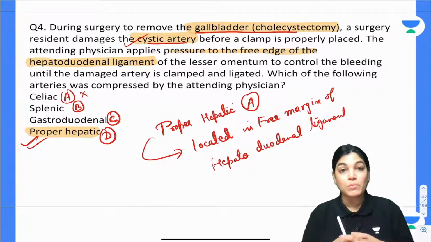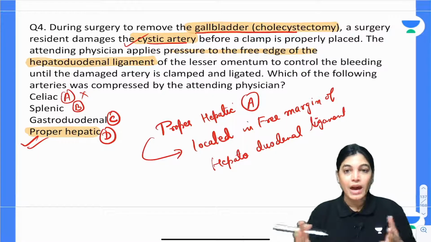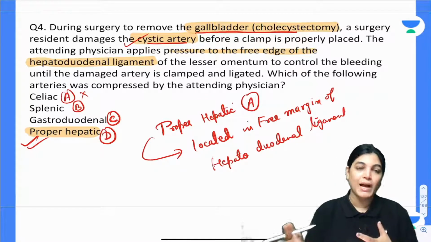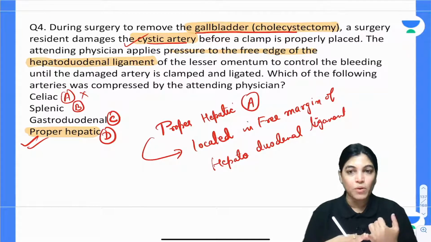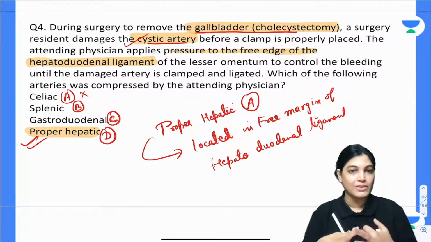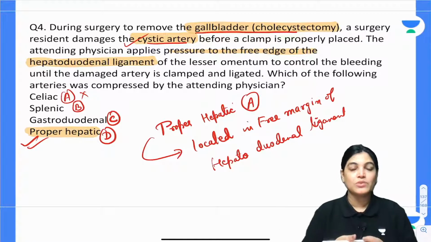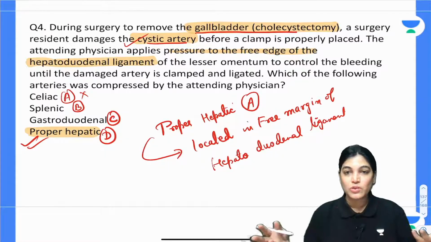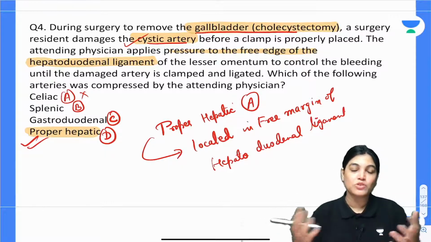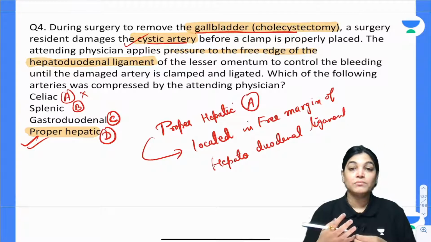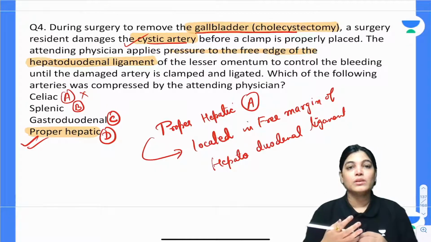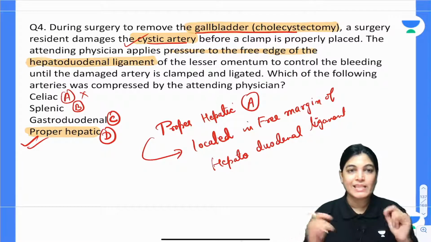Why? Because it arises from the aorta at the level of T12, and it's a big artery, giving so many branches like common hepatic artery, splenic artery, and left gastric artery. So many large arterial branches are there, and if the celiac trunk were clamped or damaged, there would be too much bleeding and much neighboring structure damage. So to control the bleeding until the damaged artery is clamped and ligated, we will not go with celiac trunk.